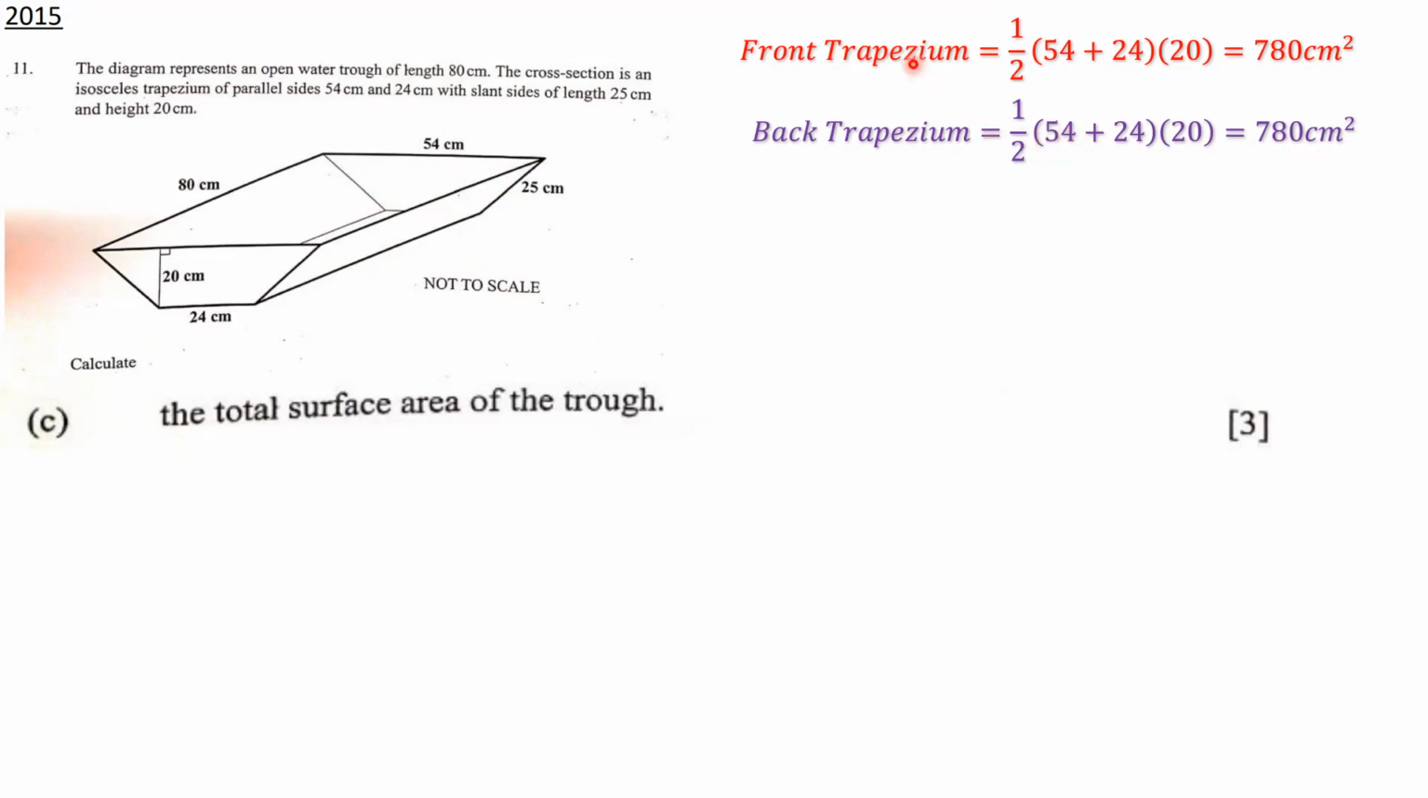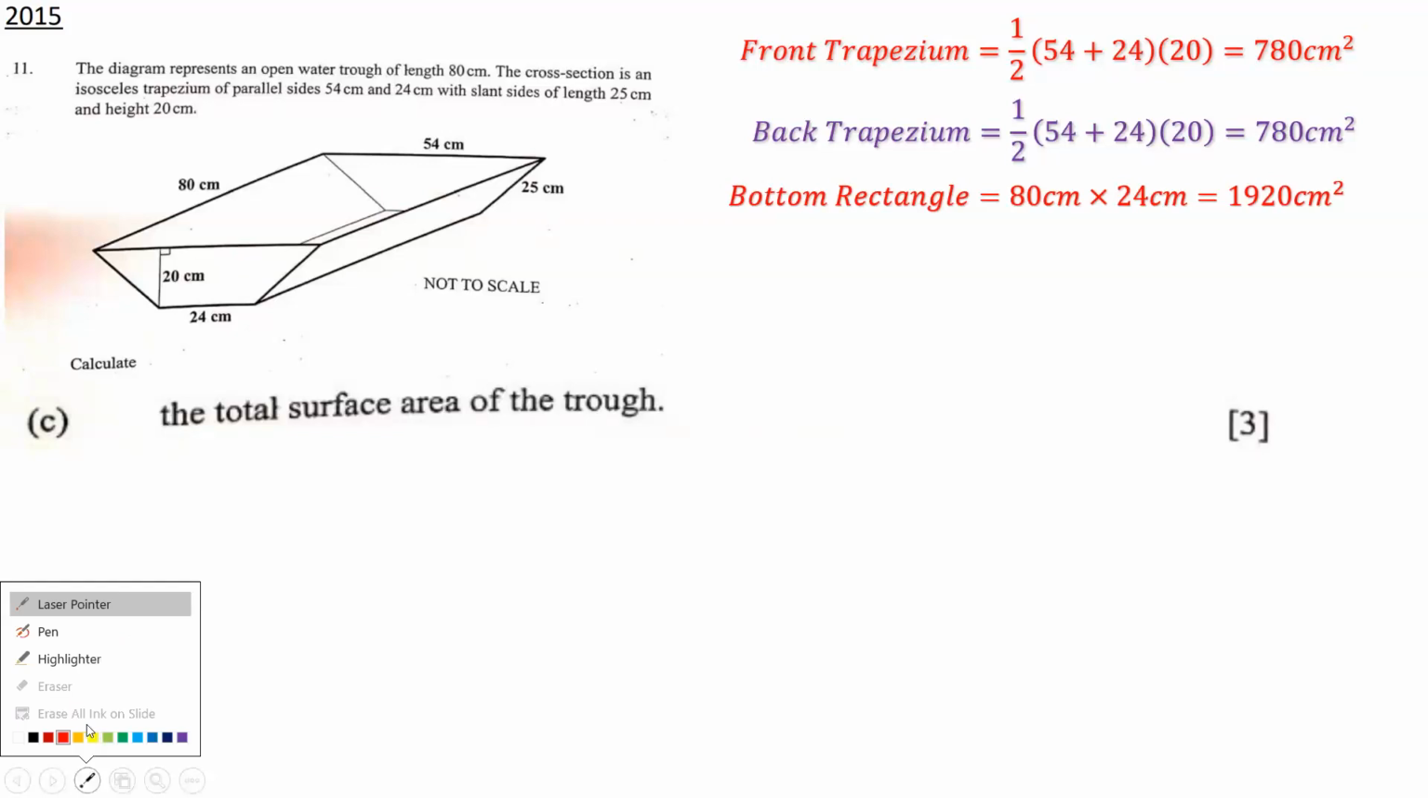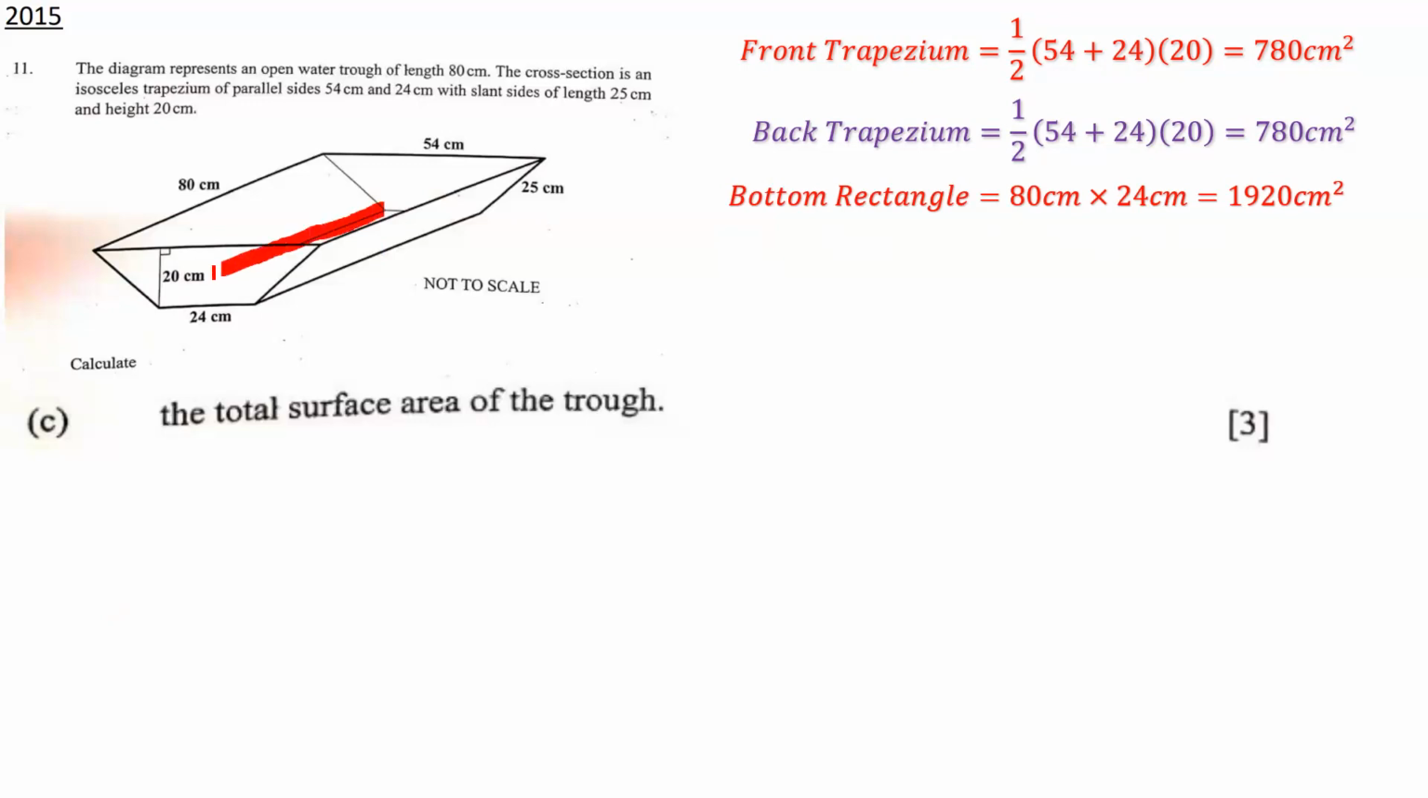So we did the front trapezium and the back trapezium. Now we need to do the bottom rectangle. The bottom rectangle is this rectangle at the base, and its area is length times width. Let's use a highlighter. The length of this bottom rectangle is this length, which is the same as this one, 80 centimeters.